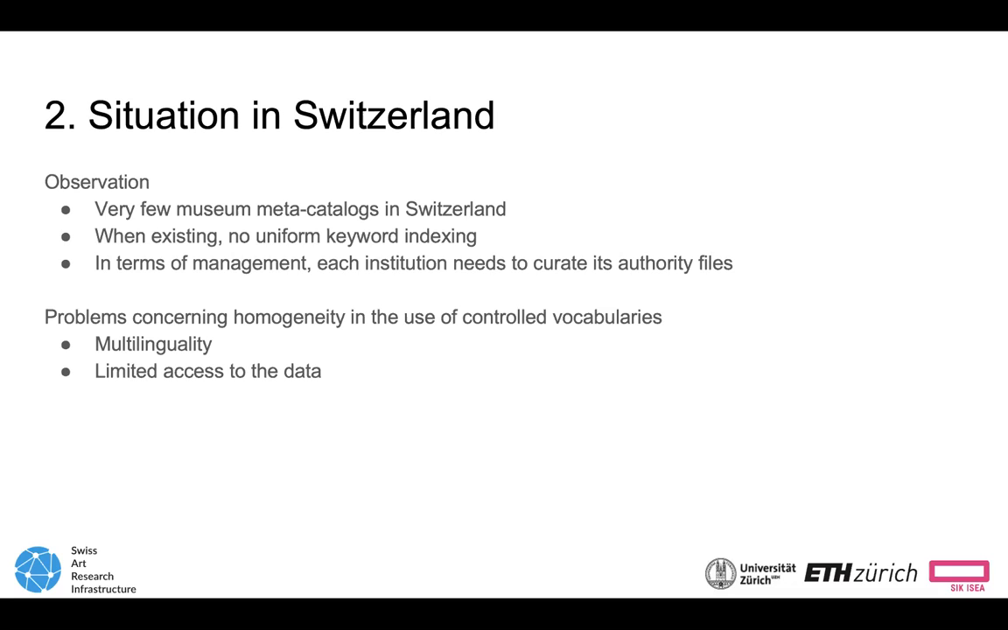The first is the multilinguality in Switzerland. It is not so often that institutions are really working in two or more languages. In the majority of the time, they are working in the language of the linguistic region in which they are established. The institutions work, therefore, with the vocabularies which best match their needs. The second is the limited access to the data. Because they are not published in an open way, they are not really reused by others.